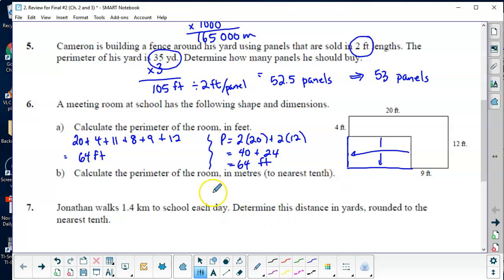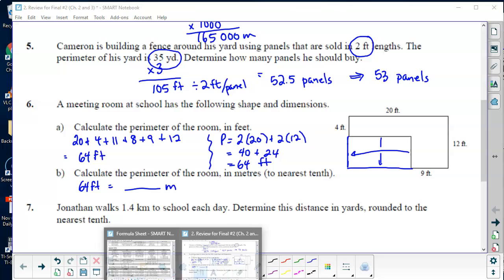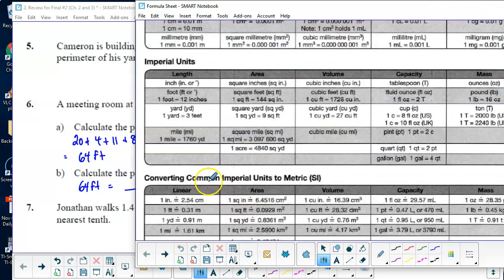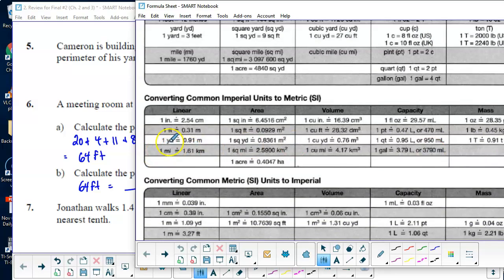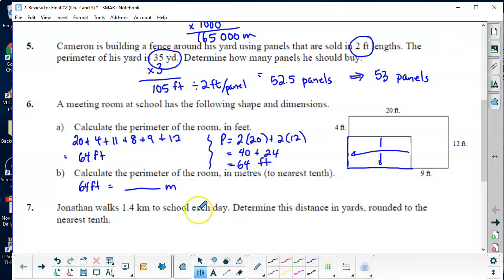Then it says calculate the perimeter of the room in meters to the nearest tenth. So we have 64 feet and we need to show that in meters. Well, we need to know the conversion for that. So you look in the back of your book. We're going from imperial to metric. So look at the first, second, third column down, and look for feet to meters if it's given, and it sure is.